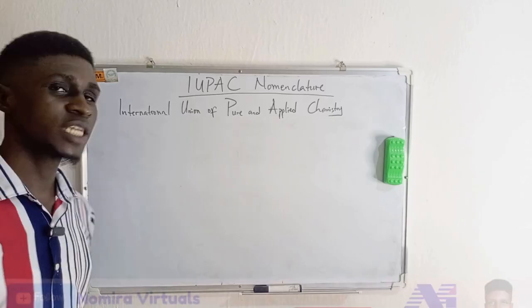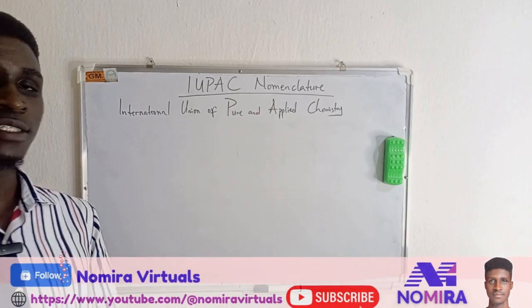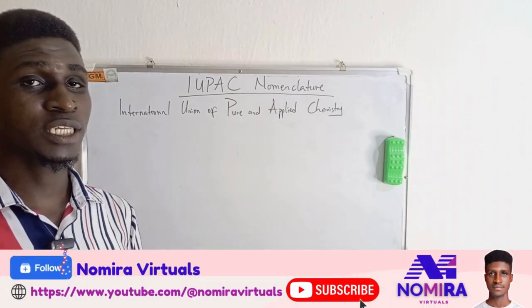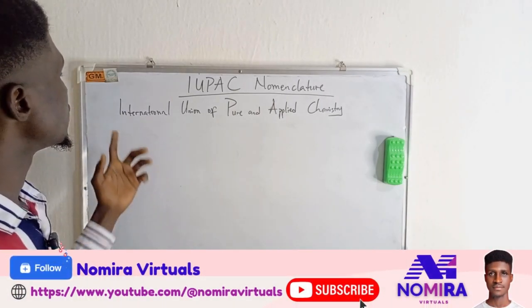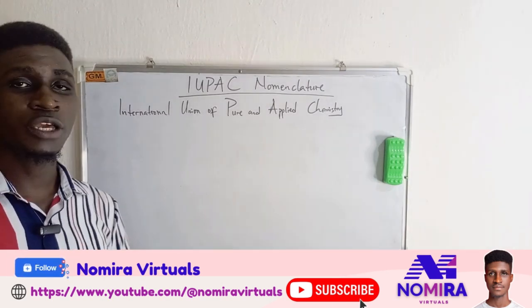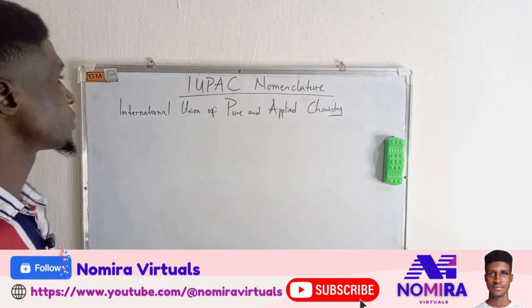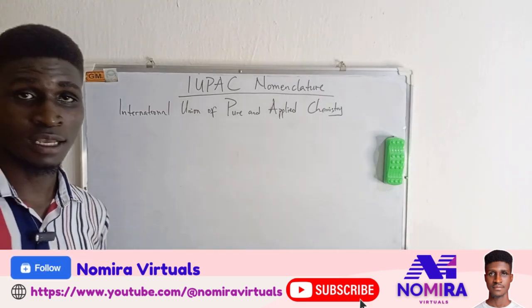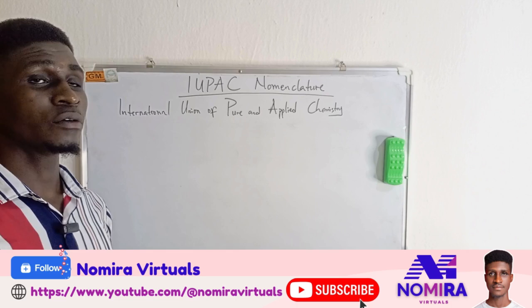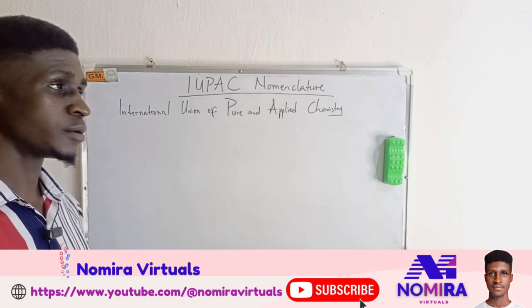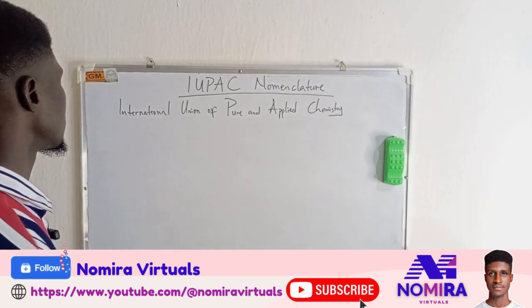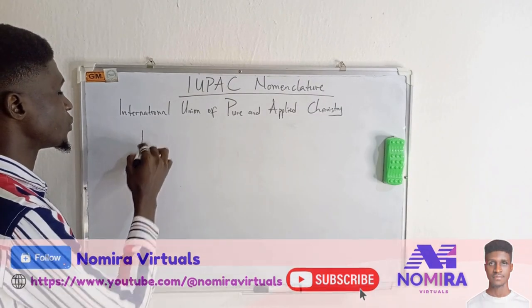Today we are going to be looking at IUPAC Nomenclature. This is a system of naming compounds in chemistry. Okay? It stands for International Union of Pure and Applied Chemistry. We adopt this system in writing exams and also in making references when you are in the professional setting. Okay? So we are going to be looking at examples.